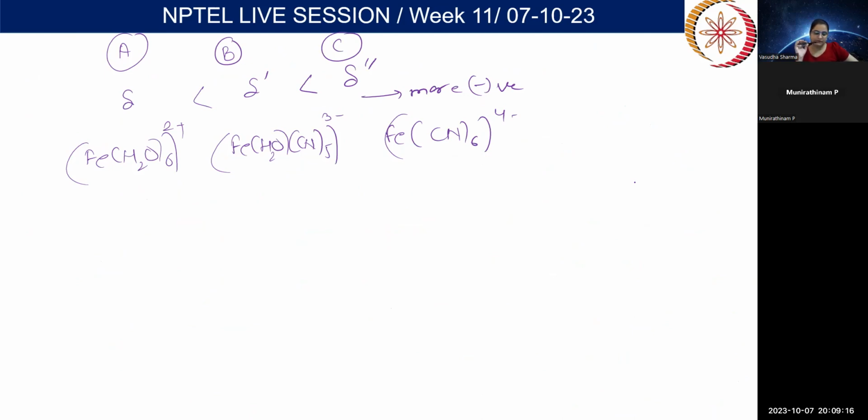Yes, ma'am. The C complex has more negative because both lattice contribution and valence contribution are not available compared to the other two complexes. That valence contribution and lattice contribution only affect the splitting, not the delta value.